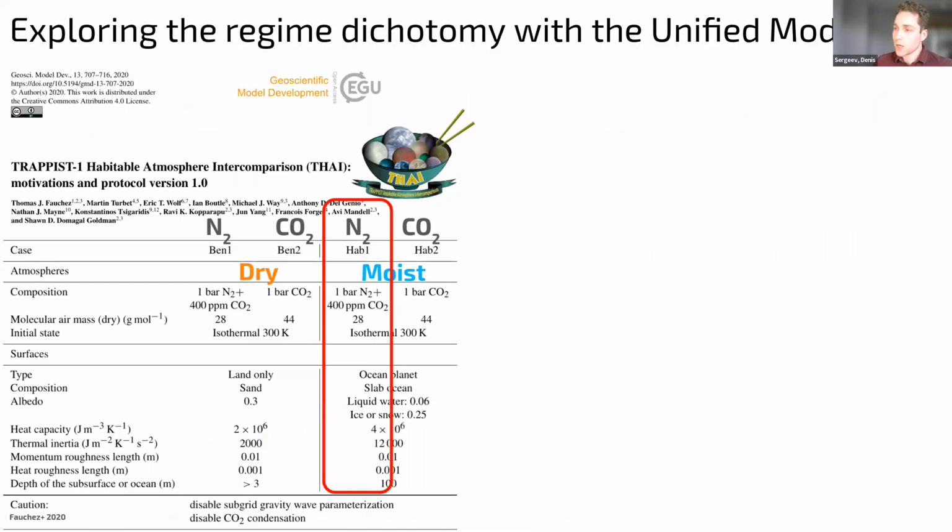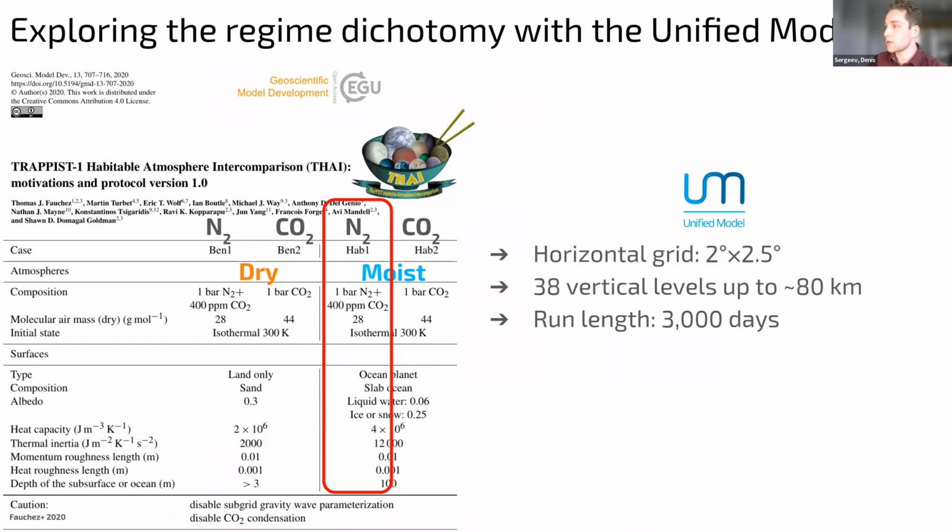So what I decided to do is to explore this peculiarity further using the Met Office Unified Model. And for simplicity, I'm focusing in my study on the HAB1-like setup. So this is a moist simulation with a nitrogen-dominated atmosphere and 400 ppm of CO2. And for my simulations, I'm using basically the same setup as we used for the TIE simulations, with the grid parameters listed here on the slide. And I ran the model for 3,000 days, although I also ran it for longer, and it doesn't change the results.